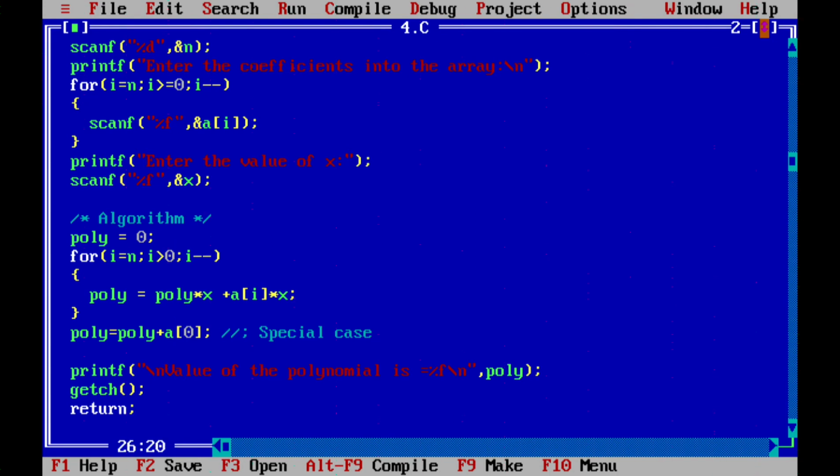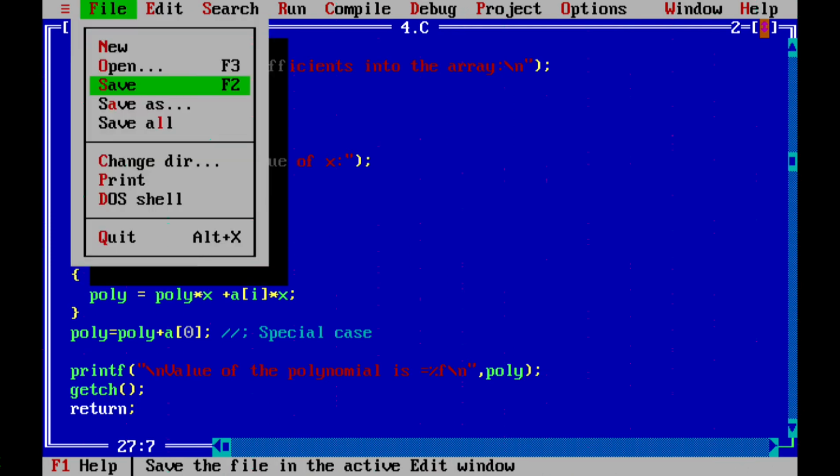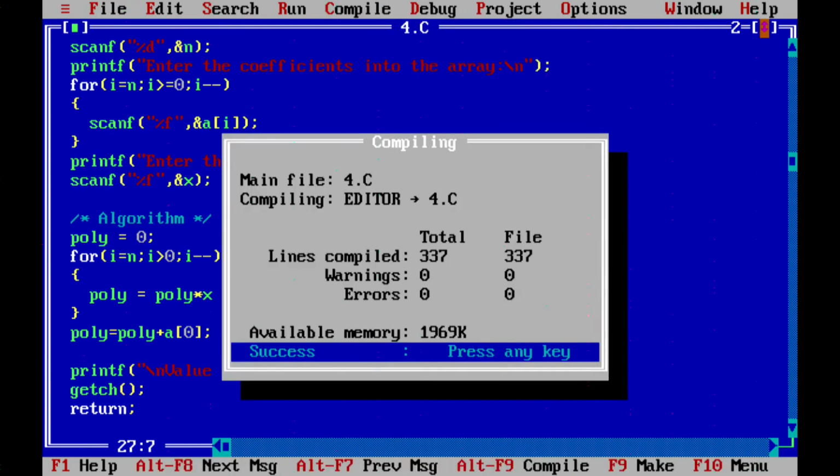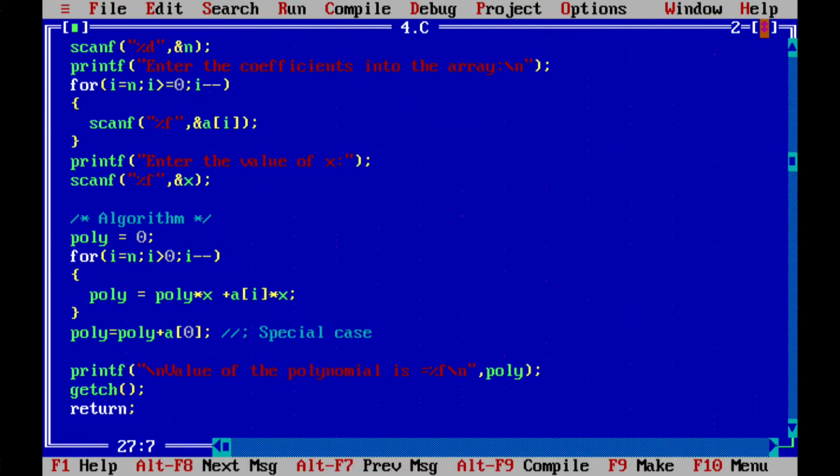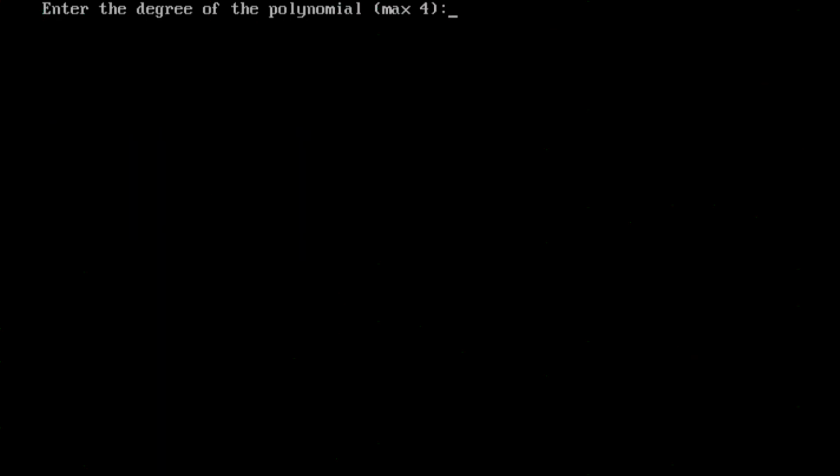We just print the polynomial value, and getch is a trick. We don't want the output to scroll off, so you just want it to stay there. Let me save this and compile. No compiler error, and that's how it is.